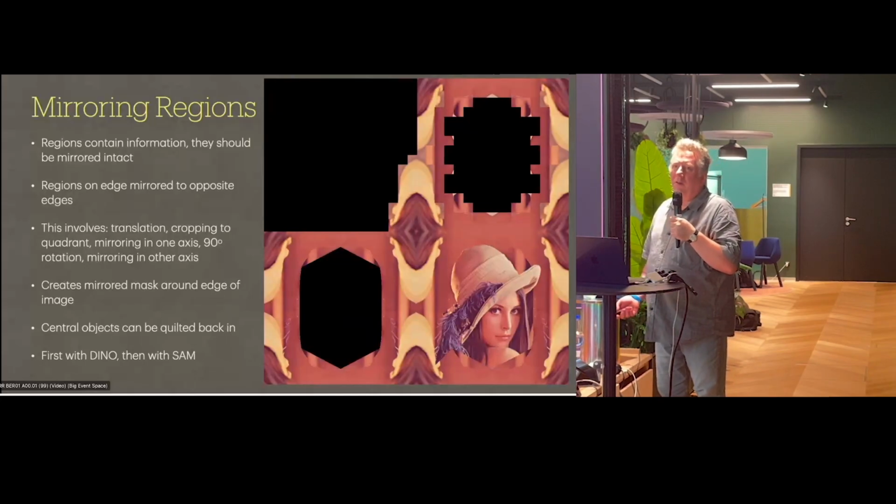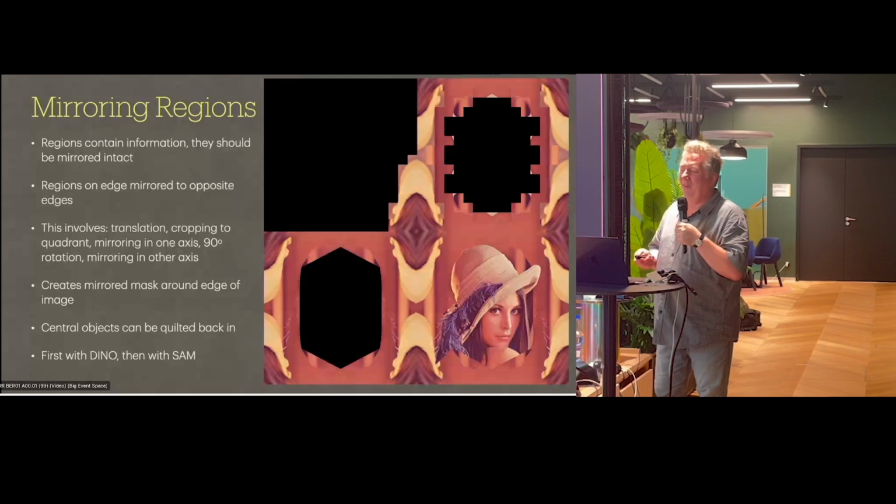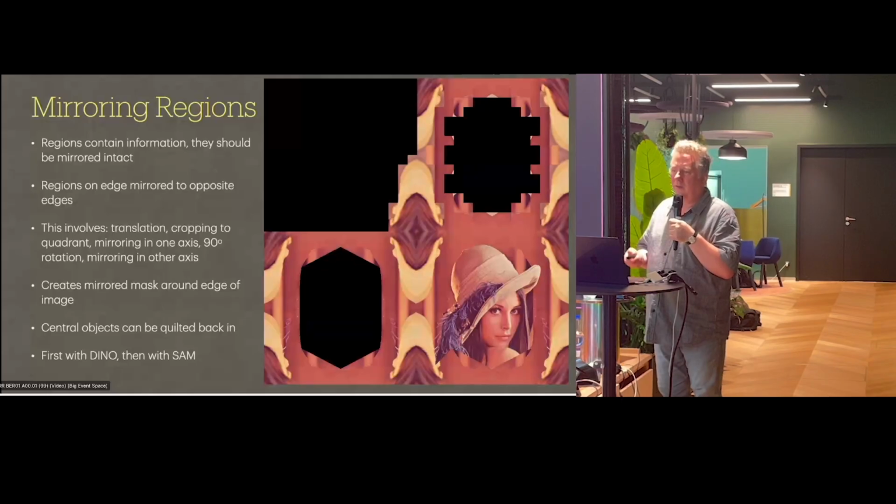Well, we found all the different regions, so then we can mirror those around the edge of the image and create a kind of mirrored border. So that's what we've done here, or what I've done. And we create this mirrored border, and then with the central objects, we can replace them into this border, and then we have a seamless rapport of the image, which can be tiled.